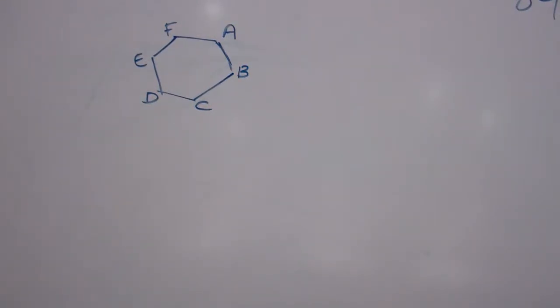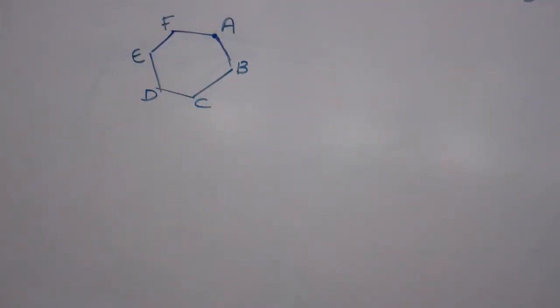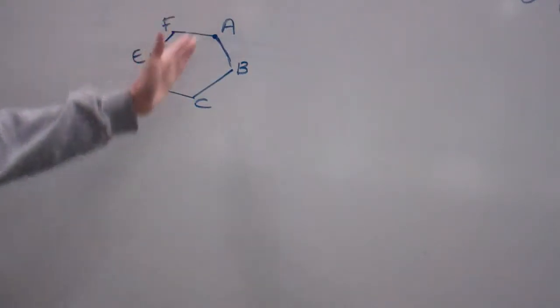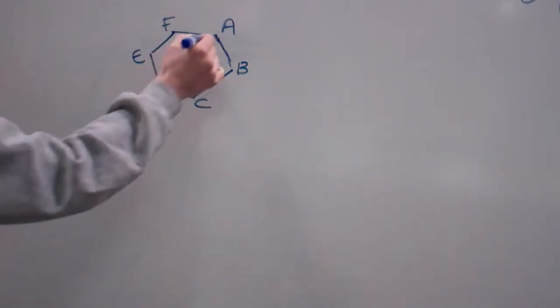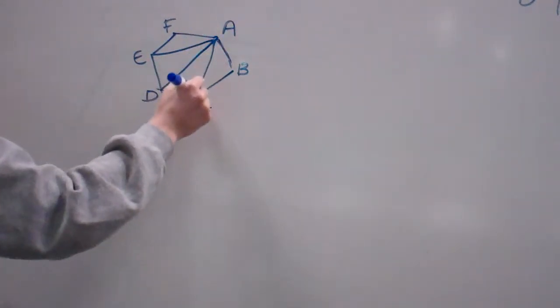Now, what you're going to do is you're just going to pick one vertices, okay? Does anybody remember what a vertices is? Where they meet, basically the points, okay? So you're going to pick one of them. I'm just going to pick A because I start with A, okay? So this is the one I'm going to work with. And what you're going to do is you're going to draw from A to each non-adjacent, okay? So watch what I do. I'm going to go boom, boom, and boom.